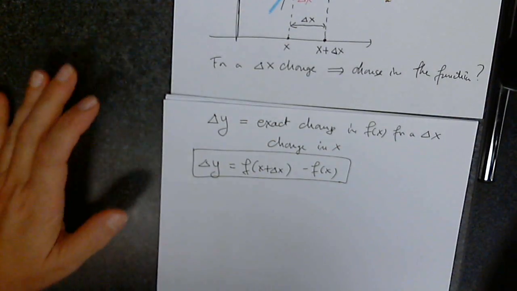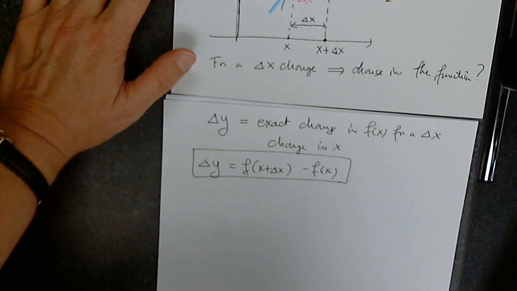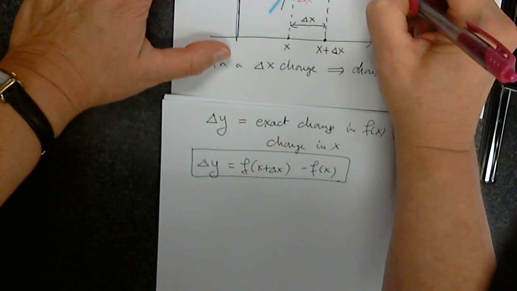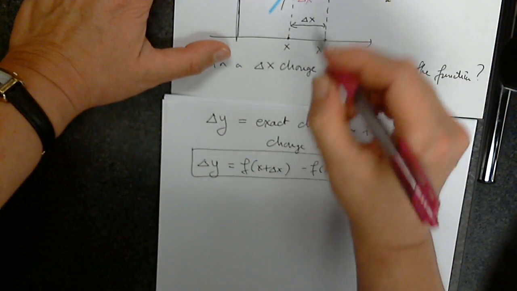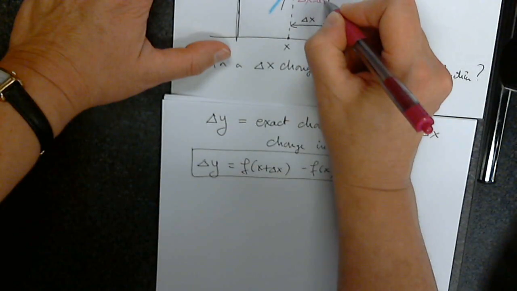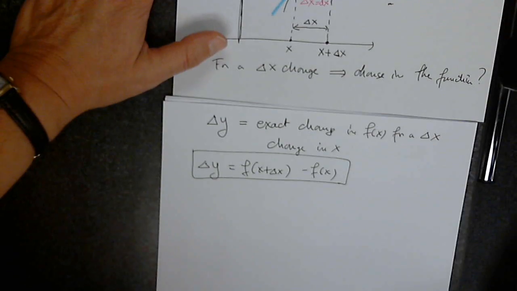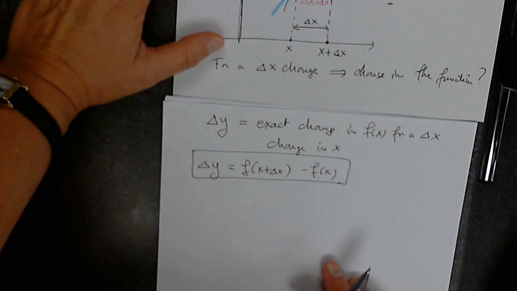Yes, please, Chris? It's f prime of x times delta x. Well, first of all, it is denoted by dy. And this is also the same thing with dx. Delta x and dx mean the same thing. They are measured the same way. They have the same length.